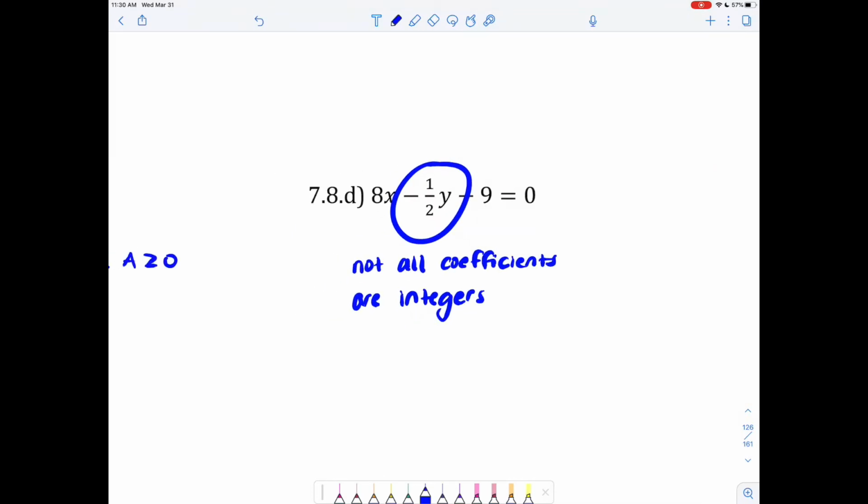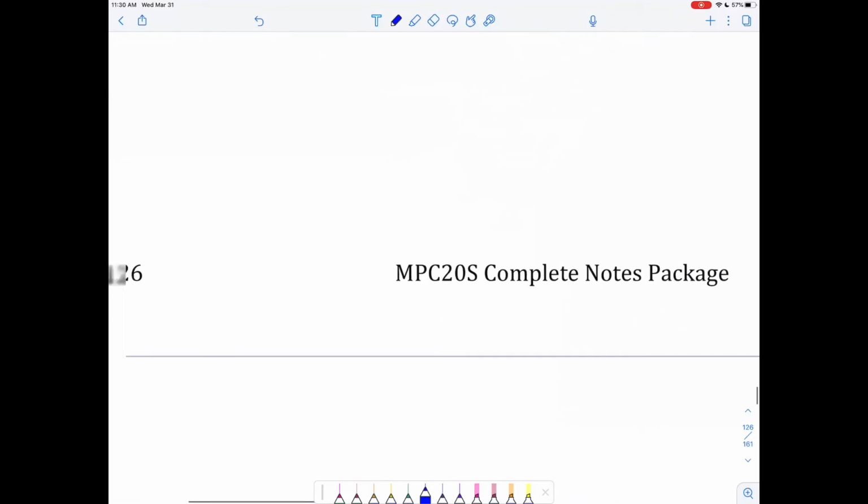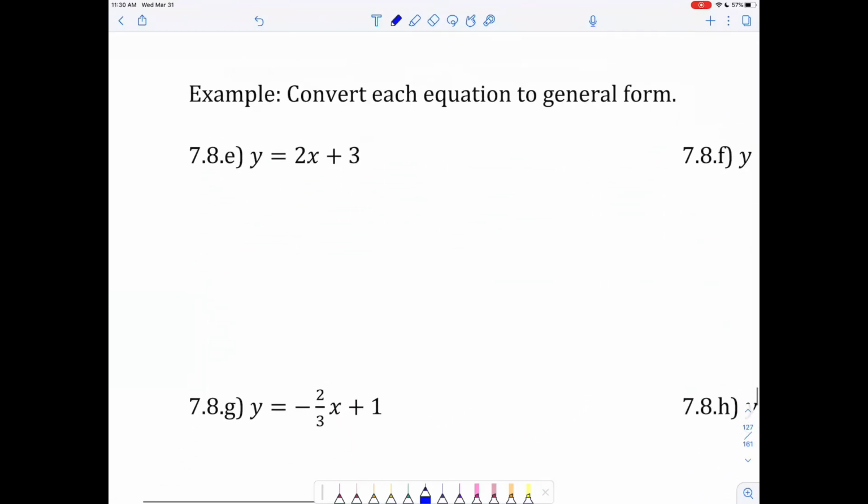Now that we know how to spot what makes something not in general form, we're actually going to fix those things. We're going to convert each of these equations into general form. I triple dare you to try it because you can and see what happens.